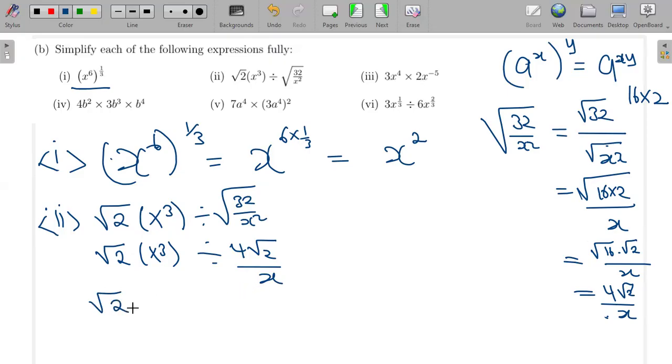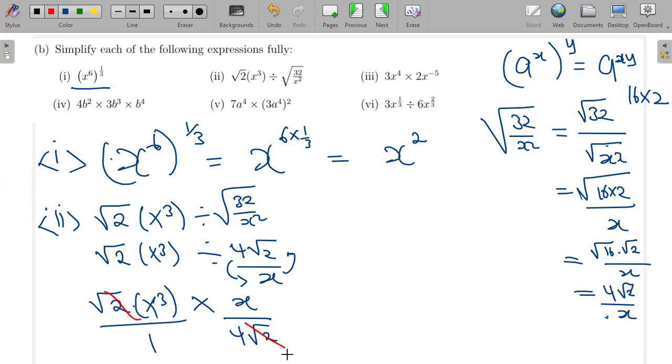So we have root of 2 and then x to the power 3. And here, we can change this into a multiplication. This x goes up, this one comes down. So I have x there over 4 root of 2. Now you see that I can put this over 1. And then I can cancel out the root of 2 and the root of 2, they go. Now I can multiply. x to the power 3 multiplied by x, I get x to the power 4. And then 1 multiplied by 4, I get 4. So we have simplified it fully like that.